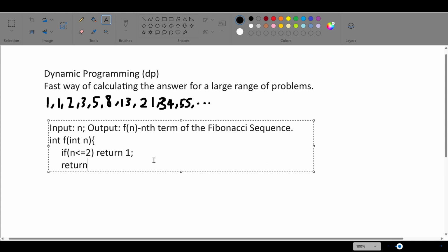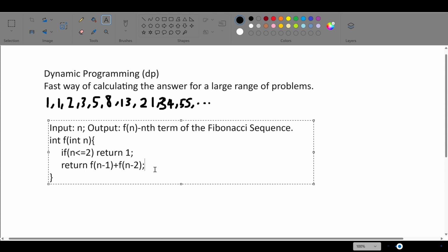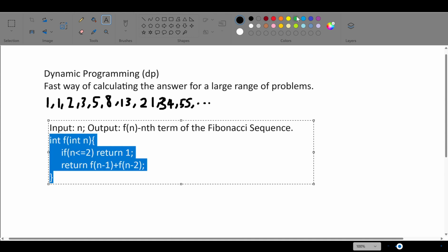And then in most cases, n is not less than or equal to 2, so we return Fn minus 1 plus Fn minus 2. This tells us that we return the sum of the n minus 1th Fibonacci number and the n minus 2nd Fibonacci number. And the sum of this is Fn. So we just keep doing this, and this is our function.